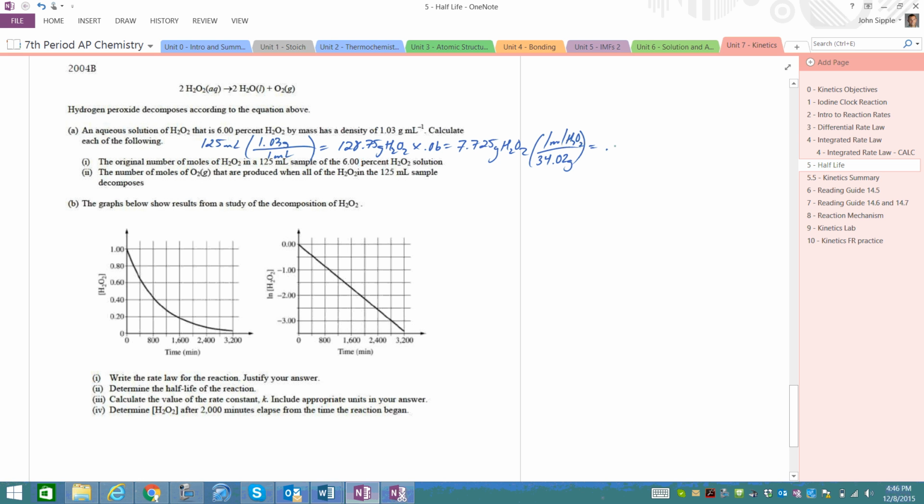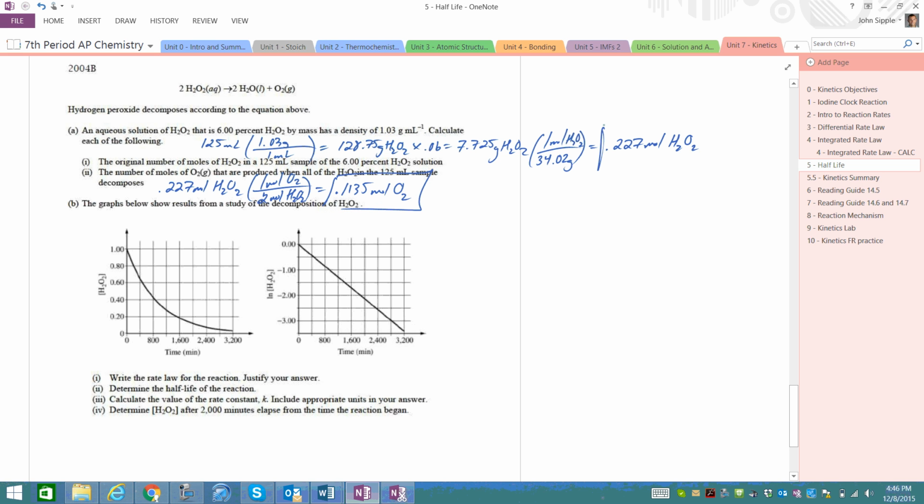So we've got a total of 0.227 moles of hydrogen peroxide in there. Okay, the number of moles of oxygen that are produced when all the hydrogen peroxide in the 120 milliliter sample decomposes. So we've got 0.227 moles of H2O2, and all we're doing is a mole ratio here: 1 mole of O2 for every 2 moles of H2O2, so we get 0.1135 moles of O2.